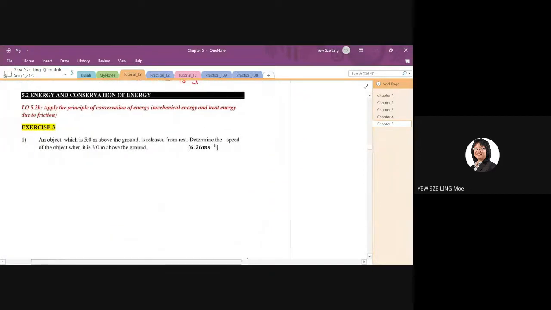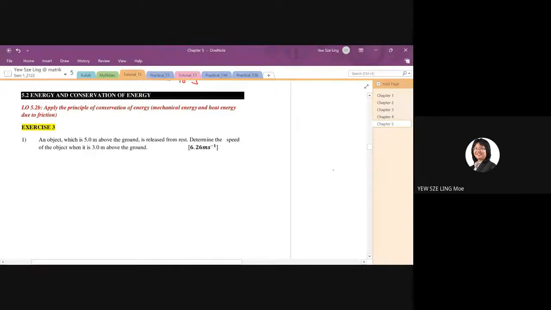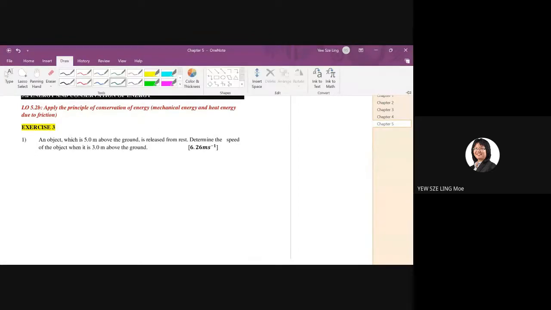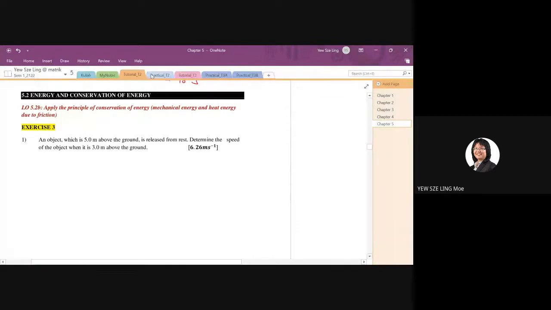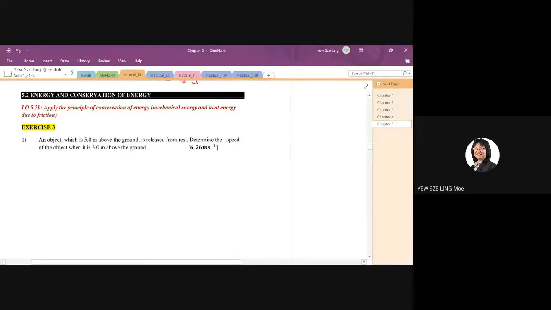Okay, now let's look at 5.2. Before I start 5.2, any other questions? Everyone else, don't be shy. So any other questions? If no, then okay, let us move on to 5.2.